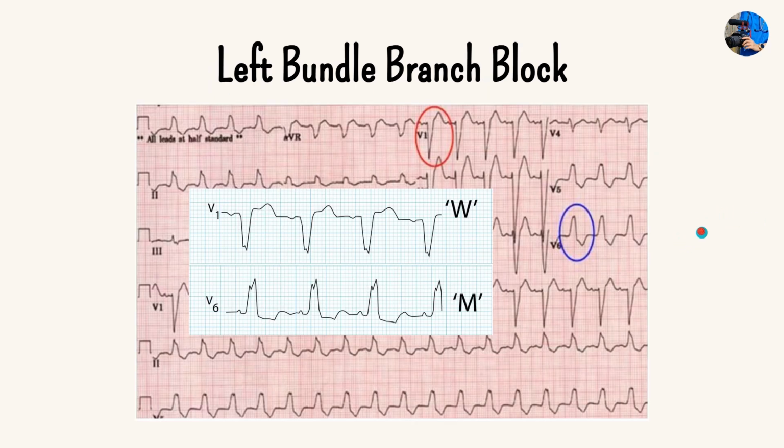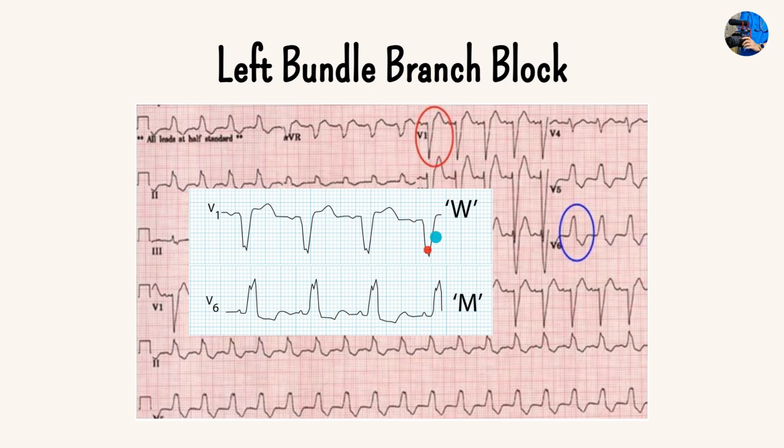Left bundle branch block, on the other hand, is the other way around. So kind of opposites of each other, but you get the W shape in V1 and you get the M shape in V6. So a little bit clearer maybe this time. Look at that. You get this sort of M shape there, and you get your W shape there.